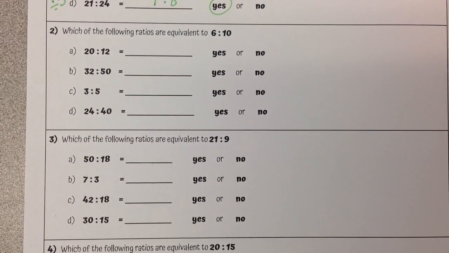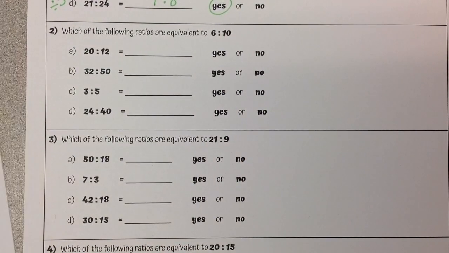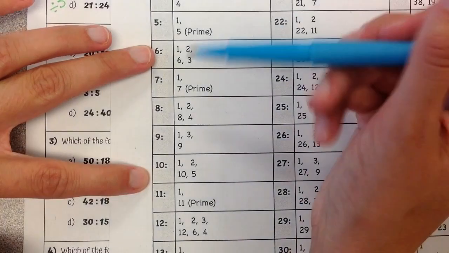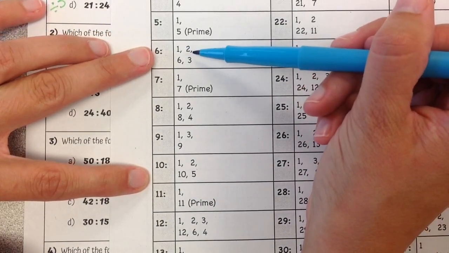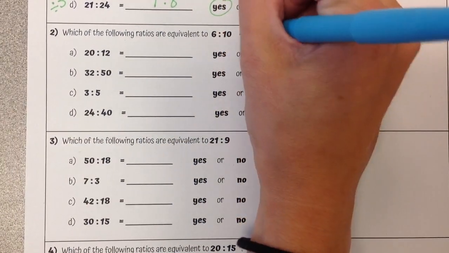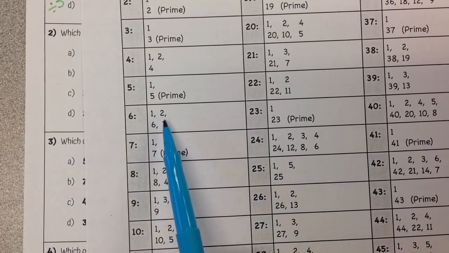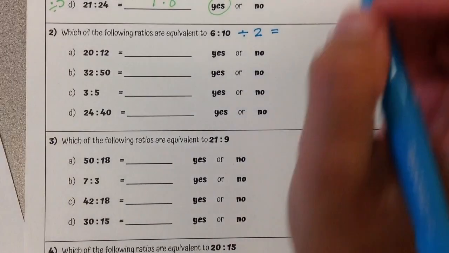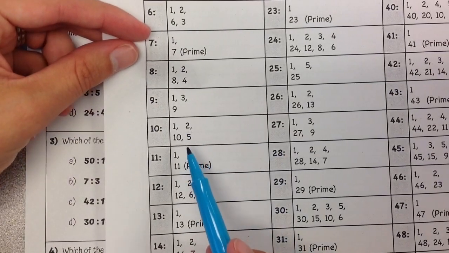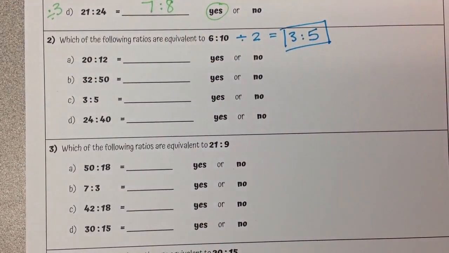Which of the following ratios are equivalent to 6/10? So we start with this one. We're going to simplify that first. Let's find 6 and 10 on our factor chart. 6 and 10, they both divide by 1. They both divide by 2, not 3, not 6. So their GCF, the highest number they both divide by, is 2. 6 divided by 2, the 2 vertically matches up with 3. So that means 6 divided by 2 is 3. 10 divided by 2, the 2 matches up with 5. So 10 divided by 2 is 5. So our simplified ratio is 3 to 5.